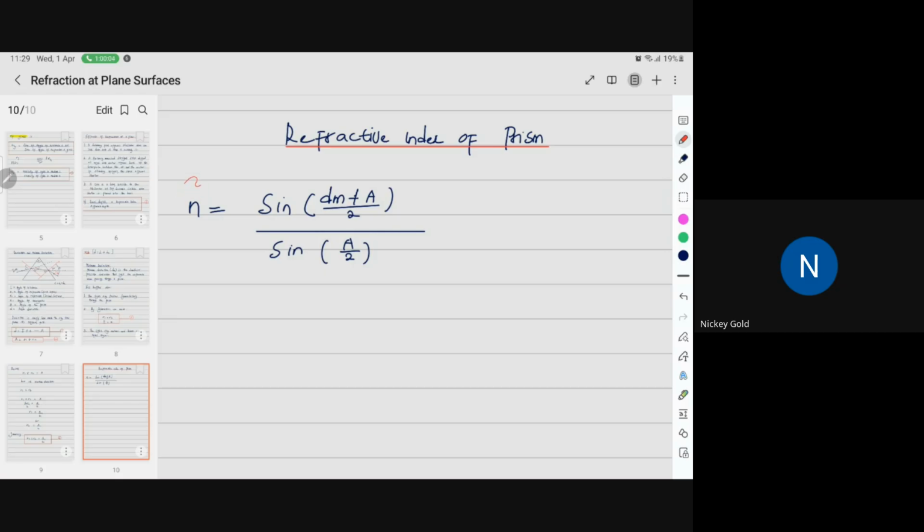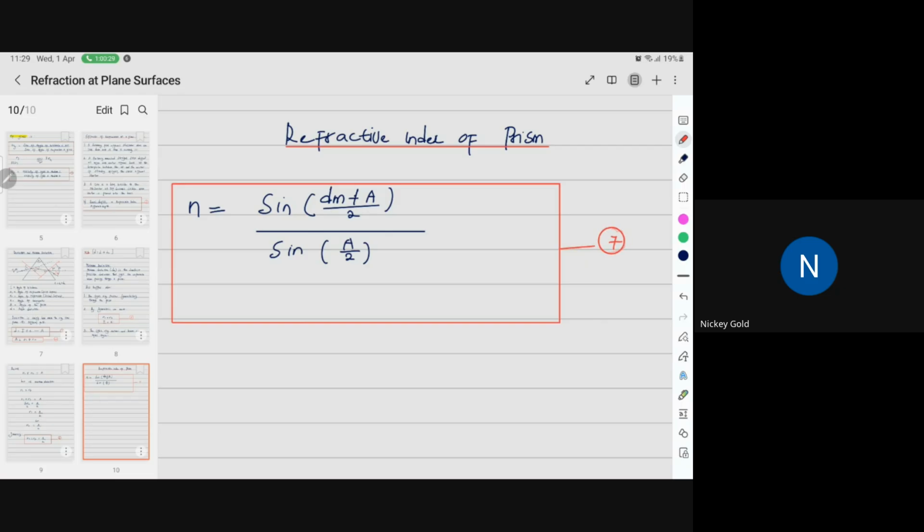So for a prism, you are expected to have this. n equals sine of dm, the minimum deviation, plus the angle of the prism divided by 2, all over sine of the angle of the prism divided by 2. So that's the refractive index of the prism, and that will give birth to the final equation. All those things are connected. I don't think you need to cram anything.